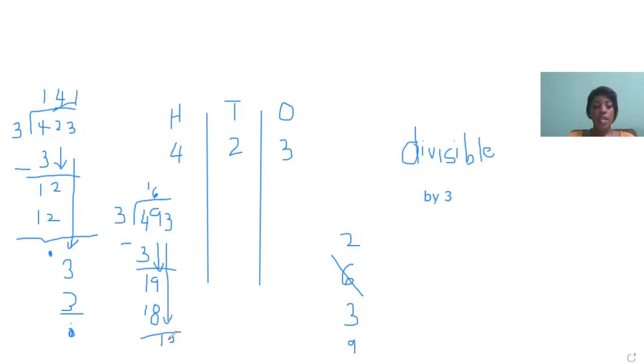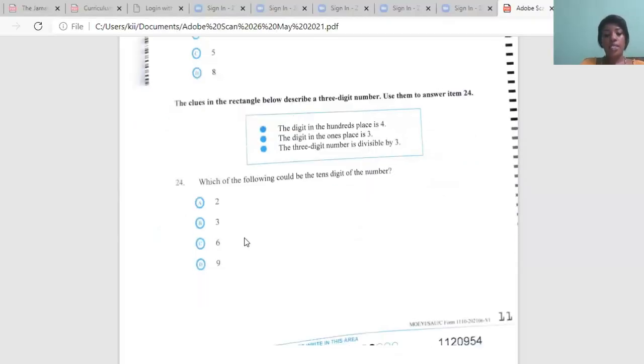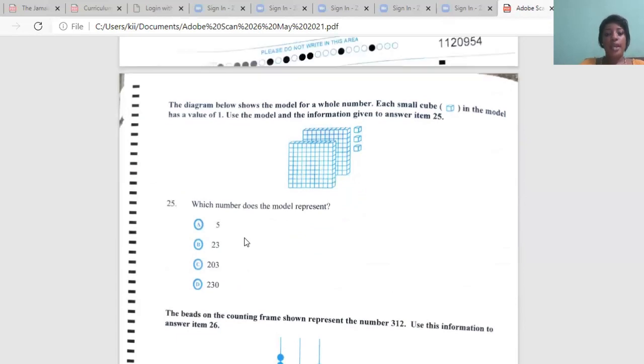I'm gonna get 13 here, and I know that 13 is not completely divisible by 3, so this is also not the answer. Because I'll get a 12 here, when I subtract, I'll get a 1, and I'll still need a 0 and a decimal place. So it's safe to say the answer is 2,423. Let's go back to the paper. The number in the tens place is 2, so the answer is A. All right.